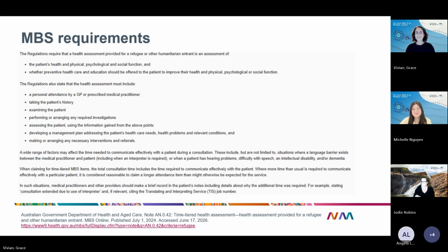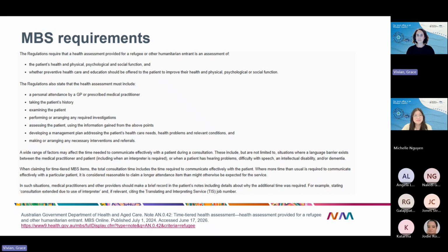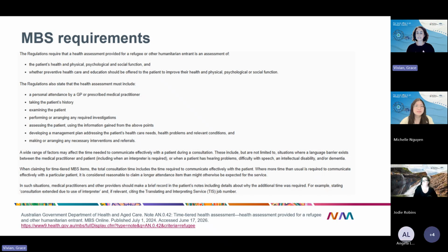Thank you. I'll have a chat now about the MBS requirements. This is taken directly from the website. You're probably familiar with it. To summarise this busy slide, essentially a full assessment means history, examination, investigations, making a plan, and then following up. So this is our bread and butter as GPs. It's worthwhile to mention if you need to use an interpreter through TIS, that time gets included in the length of time of the item number.